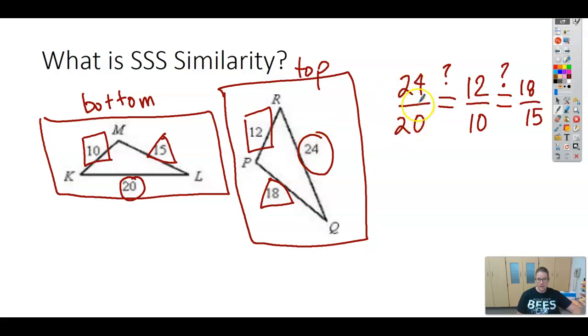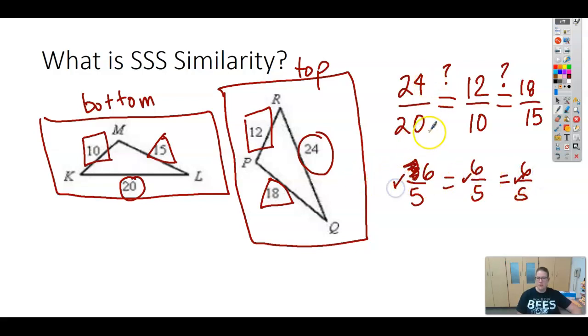Maybe we'll just try reducing these fractions really quickly. So if I divide 4 into each of these, I'm going to get, I'm sorry, no, I'm going to get 6 over 5. I am struggling today. So 6 over 5. If I reduce this one, I would get 6 over 5. And if I divide both of these by 3, I will also get 6 over 5. So I see that these are all the same.